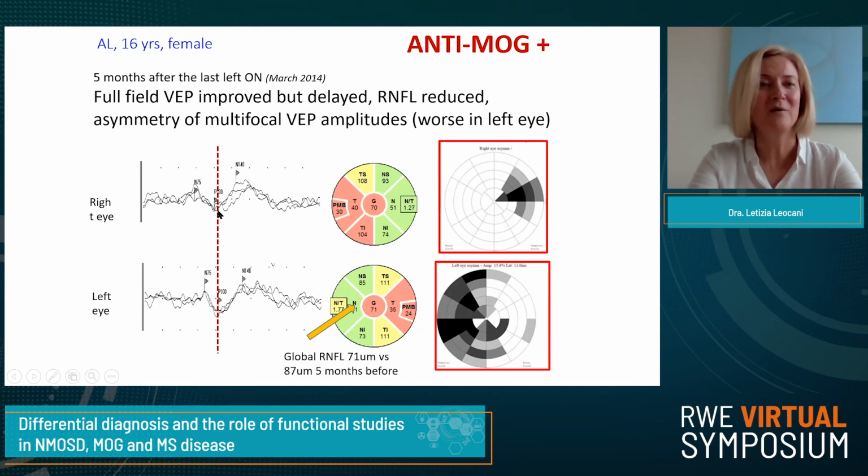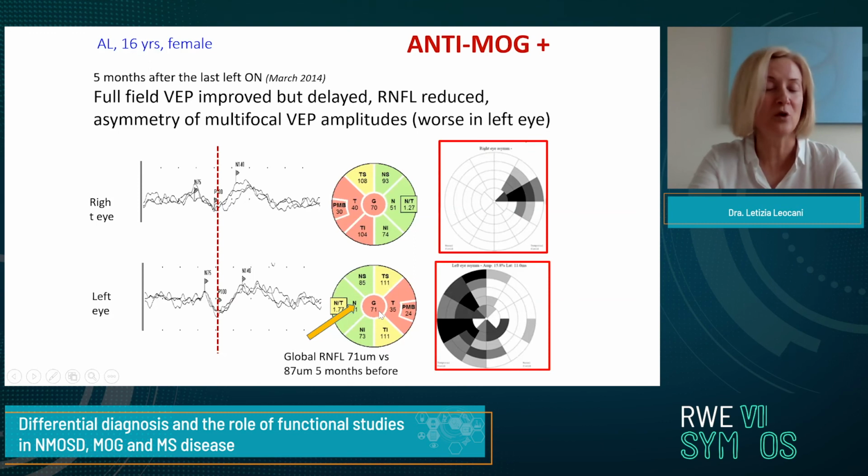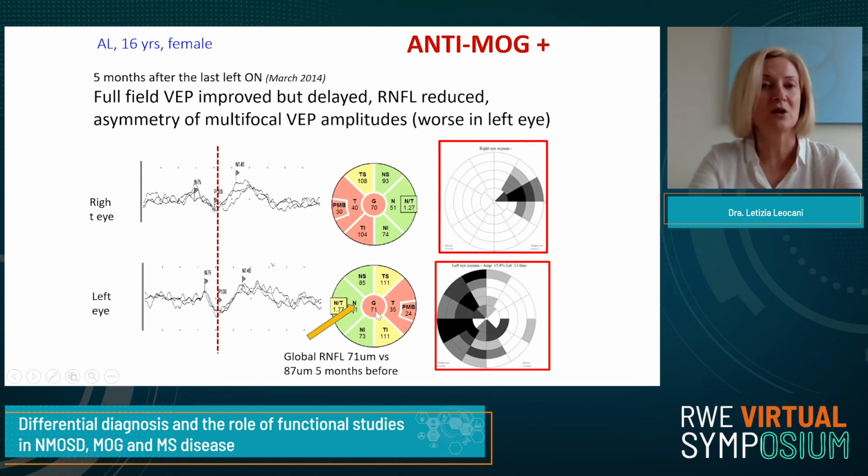So even the VEP traces recovered well. But every time she had an optic neuritis, she lost a few axons. And here we have a quite severe axonal loss. 70 microns of retinal nerve fiber layer globally are quite an important loss if we consider that the normal values tend to be 100, 110 microns.